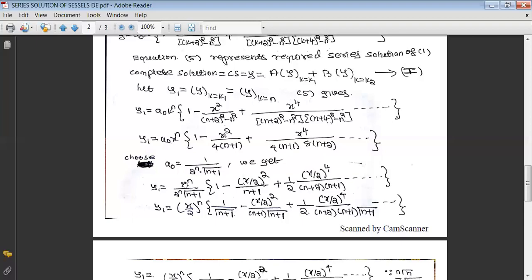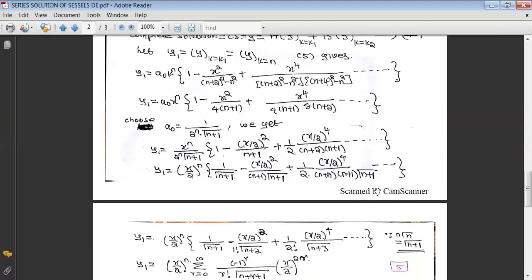Now this x raised to n upon 2 raised to n can be written as (x by 2) whole raised to n. And if you take this 1 upon gamma n plus 1 inside the bracket, that is 1 into 1 upon gamma n plus 1, which is 1 upon gamma n plus 1, plus (x by 2) whole square written as it is. Then it is (n plus 1) into gamma n plus 1. Then this 1 by 2 as it is. Then this is (x by 2) raised to 4 as it is. Now this is n plus 2 I have written as it is, n plus 1 as it is. Then if you multiply with this term, that becomes gamma n plus 1.